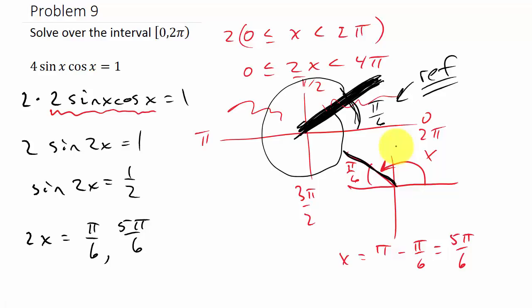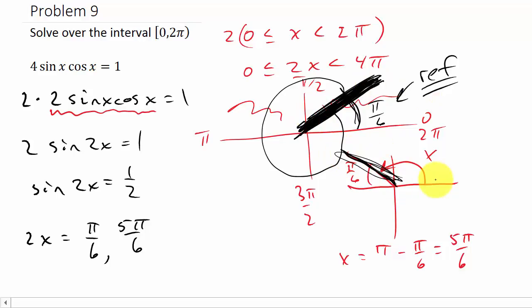So all you have to do is, once you go around one time and find all of those, and it's 2x, you've got to go around one more time. So all you have to do is add 2 pi to this one and 2 pi to this one. And if this were 3x, you would just add 2 pi again. Just however many times you go around, that's how many times you're going to add 2 pi.